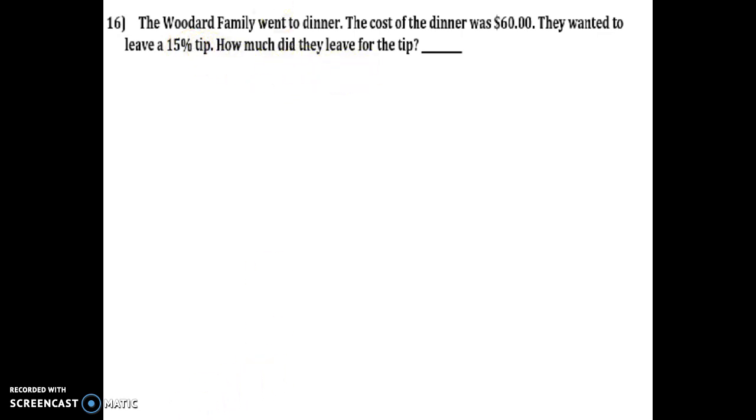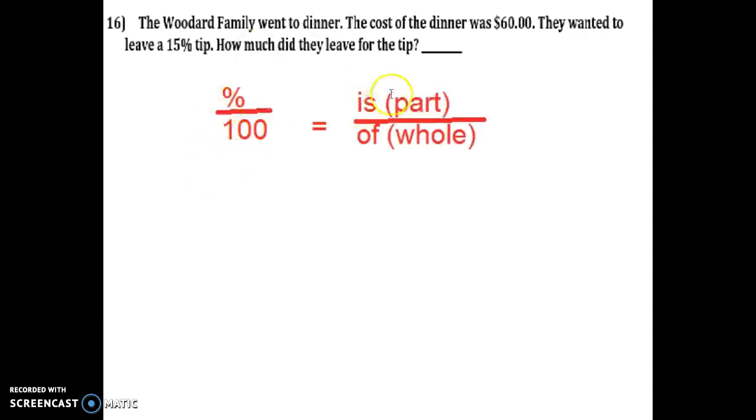Good question. Remember, we have percent over 100 equals is over of, or part over whole. So let's see what numbers we have. Well, we have 15. That's our percent, right? We got it from right here. 15% tip. That's going to go over 100 equals our part. Well, we don't know what that's going to be, but we do know our whole, right? Our whole amount was $60. Then we'll put a 60 right here. We don't know what the part is. That's what we're trying to figure out. What 15% is.